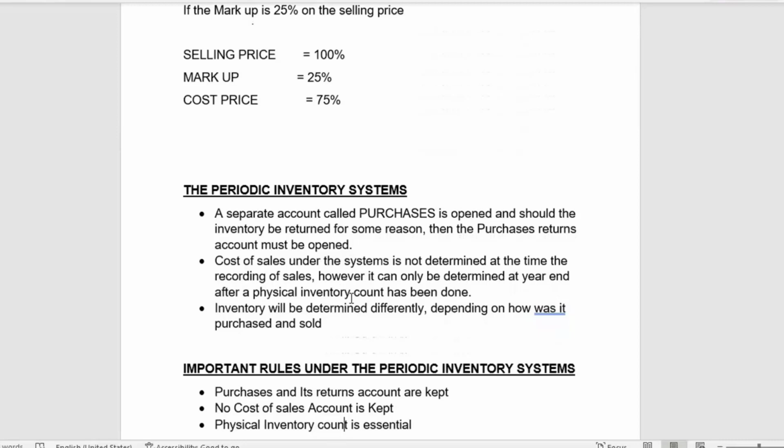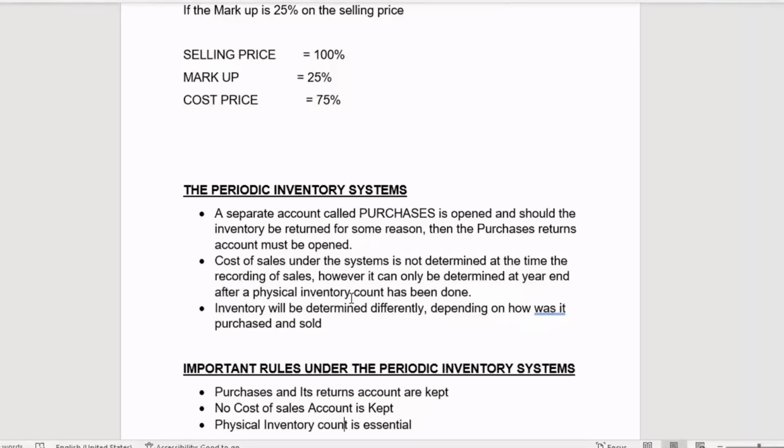Then you open up what's called the purchases account. And then if the goods that we purchased on credit had a problem, let's say a defect, what's going to happen is we have to take them back to the supplier, and then we are going to create a journal called the Purchases Returns Journal.